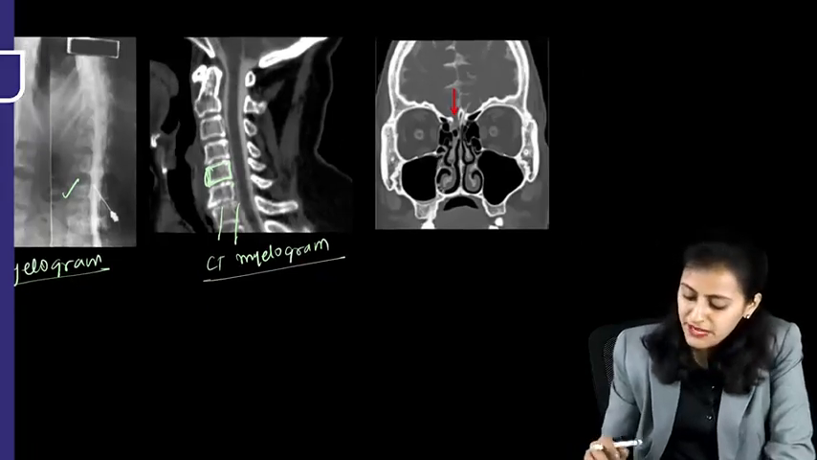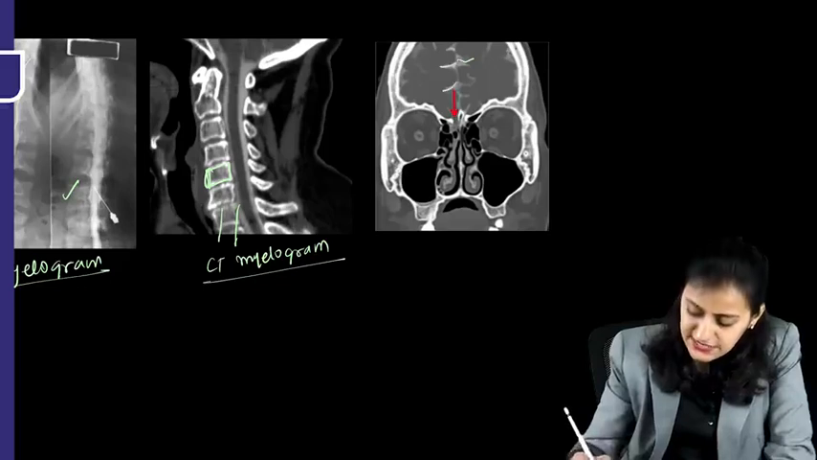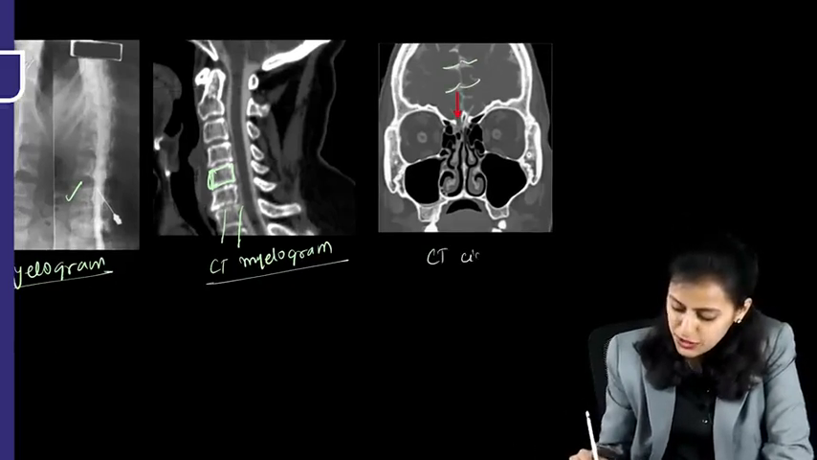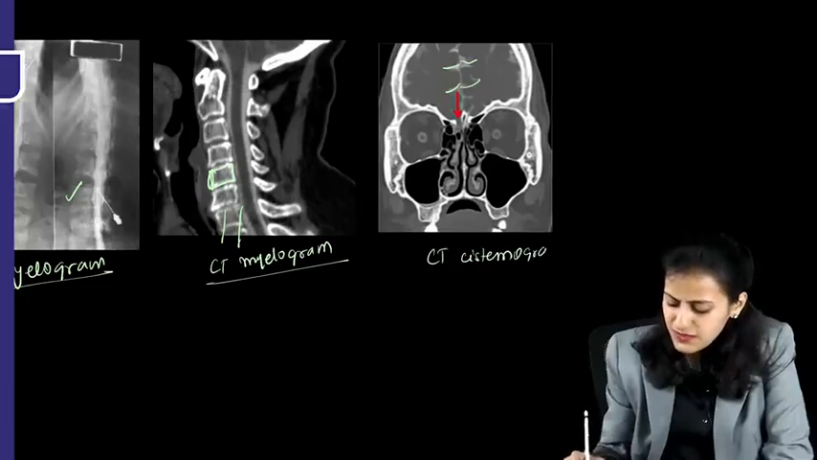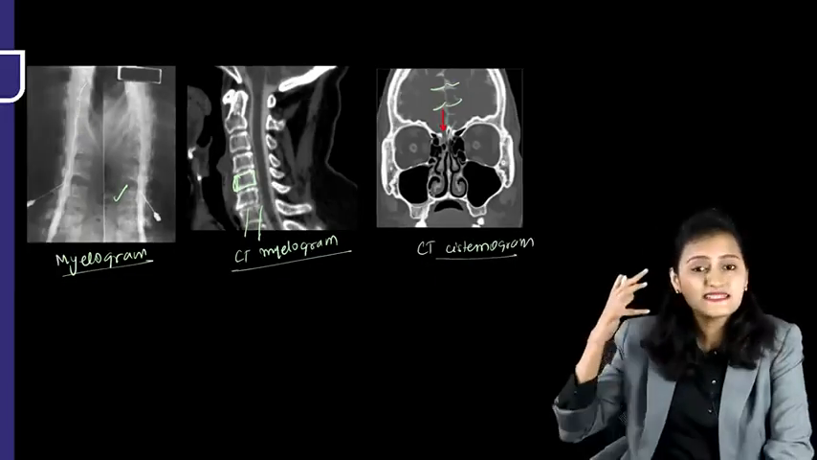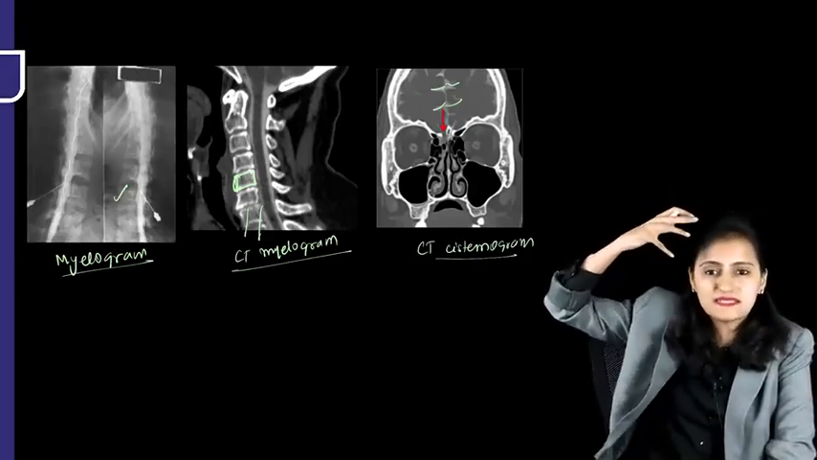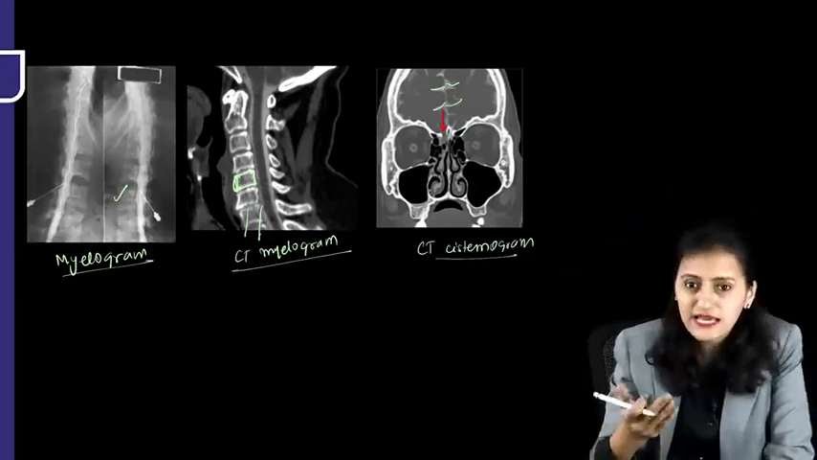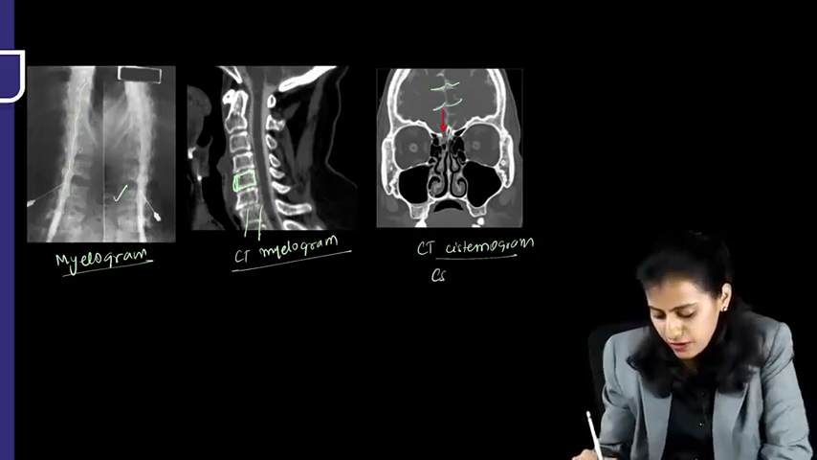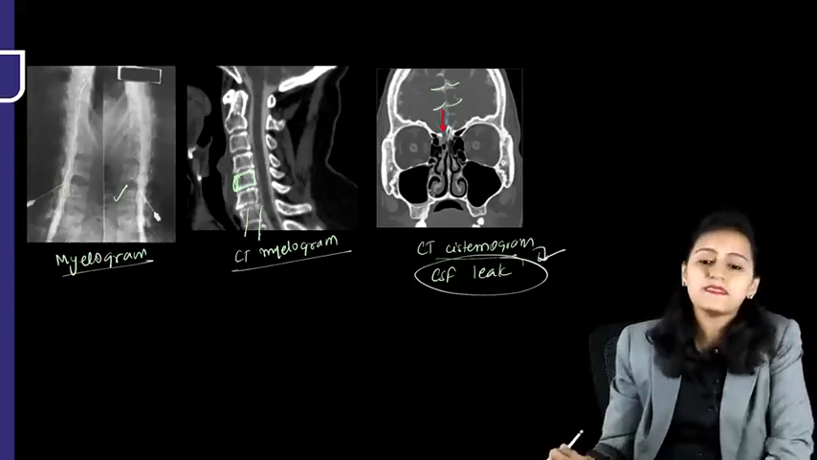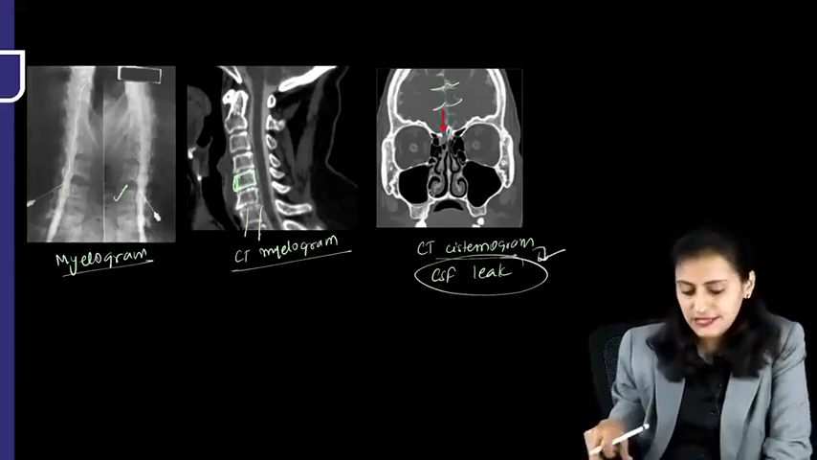Next one, where you see the contrast here in the sulcal space. This is the CT cisternogram, which is similar to myelogram. But in CT cisternogram, we allow the contrast to come into the cisternal spaces, the sulcal spaces, and we look, with the prone position, for the CSF leak. So CT cisternogram is done for CSF leak.